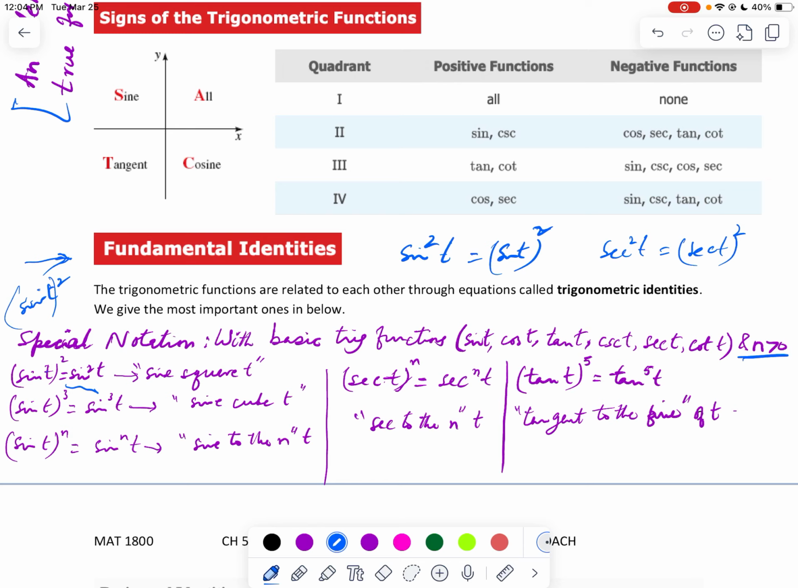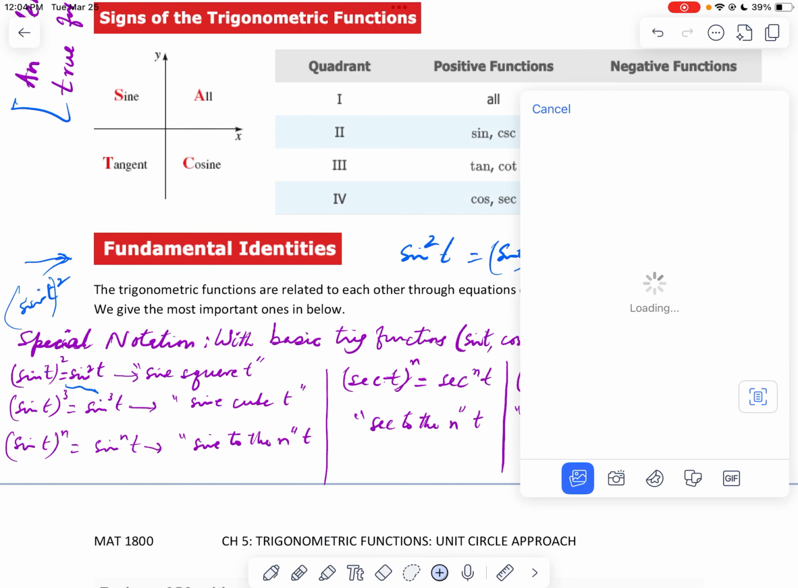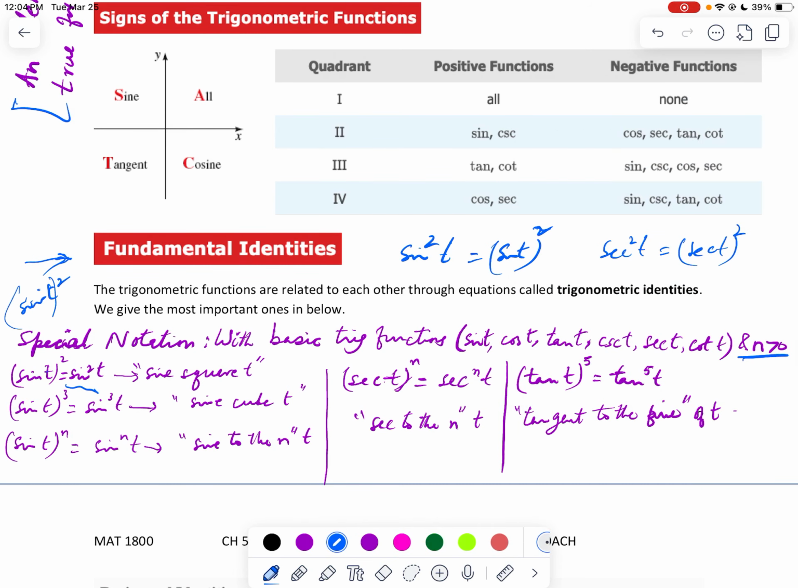And so we can't have a word for each one of them, because it will become hard to remember all those. So in general we say that if the power is n, we say sine to the n of t. We don't say sine n t, because sine n t will be something we'll see later. That is when the t is multiplied by some number n, which can be read as sine of nt.